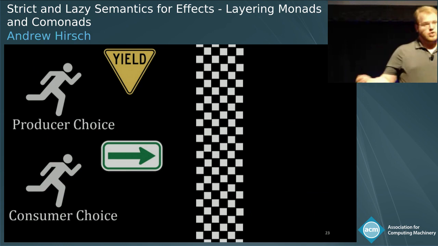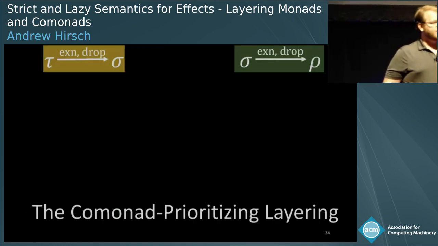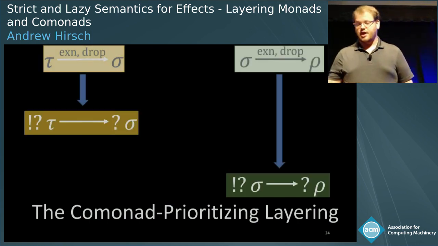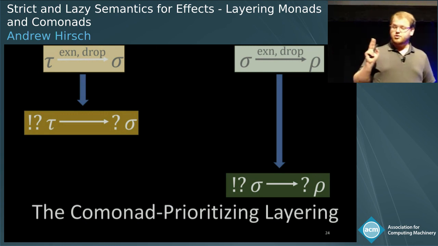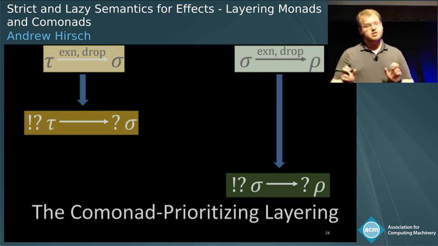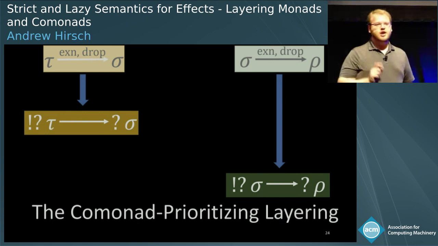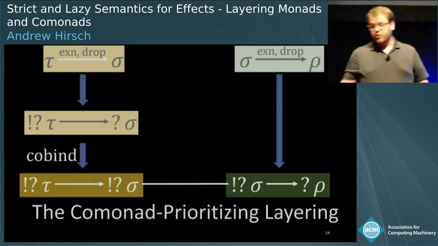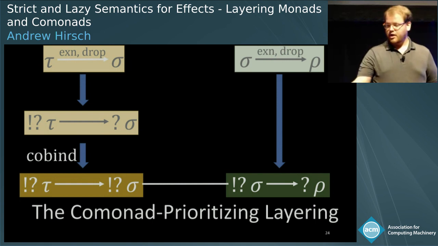On the other hand, we can flip who we choose wins. And to do that, we, perhaps unsurprisingly, use the comonad prioritizing layering. And the comonad prioritizing layering looks kind of the opposite of what we had before, where now you have bang question mark tau to question mark sigma. And again, we can simply resolve the type mismatch we still see here, this time using the cobind of our comonad. And we can compose normally.